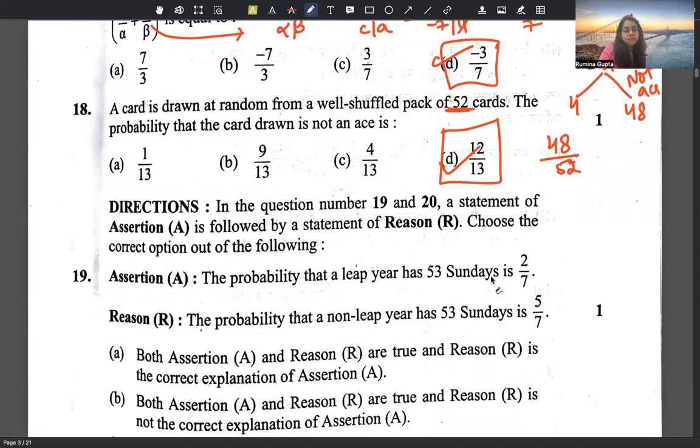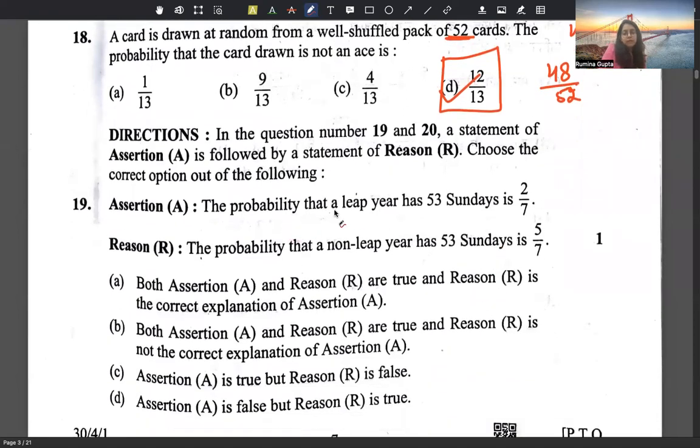Now assertion and reasoning. The probability that a leap year has 53 Sundays is 2/7. First of all, how many days does a leap year have? A leap year has 366 days. In this, 52 full weeks are there and 2 extra days we also have. So just for Sunday, it would be either Saturday, Sunday or Sunday, Monday, because we have only 2 days now. That means 2.